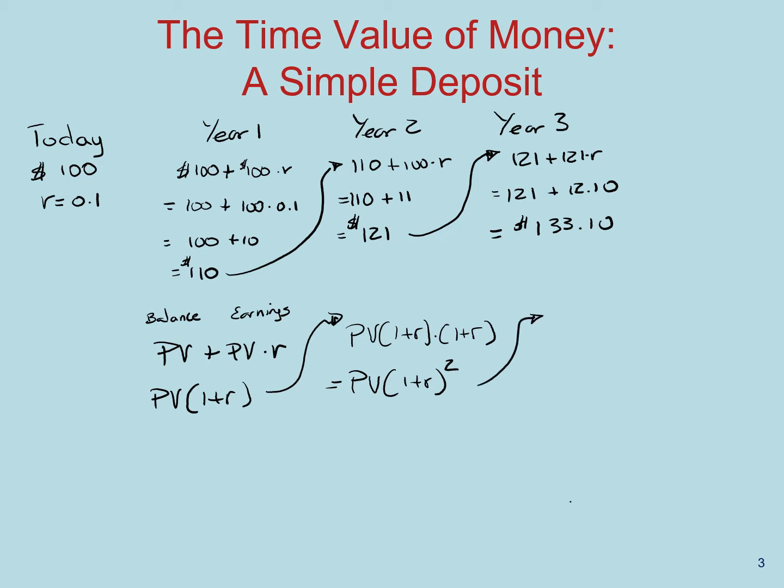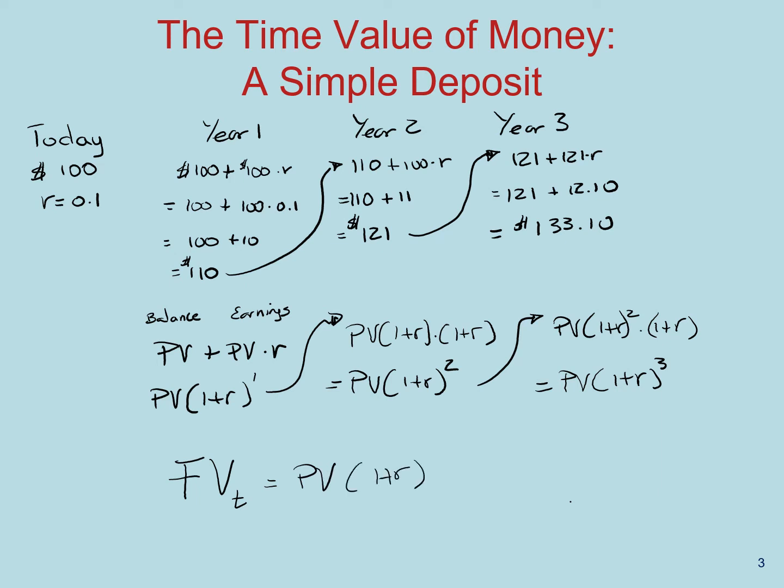We can do that again, and we can simplify that expression as the present value of the original deposit times (1 plus r) to the third power. Now, as you can see, there is a pattern to this mathematical expression. So let's generalize that to say that the future value of a sum, present value today, is equal to that present value times (1 plus r) to the power of t, for it being compounded t periods into the future.